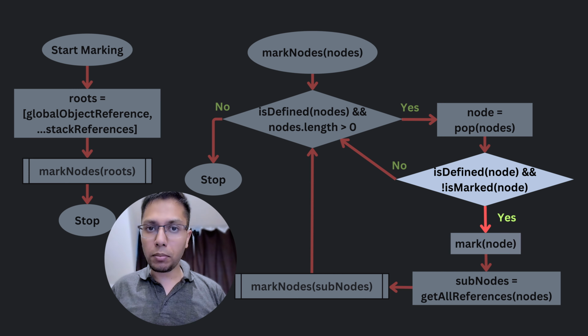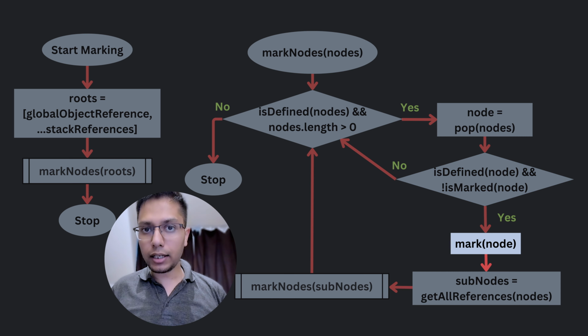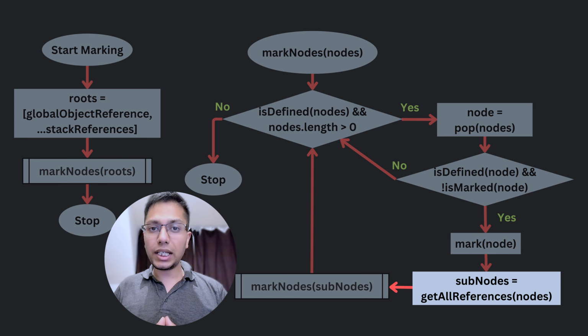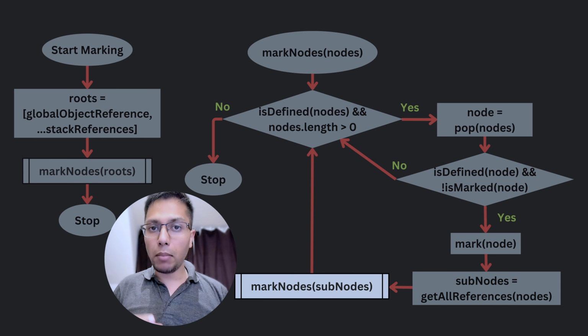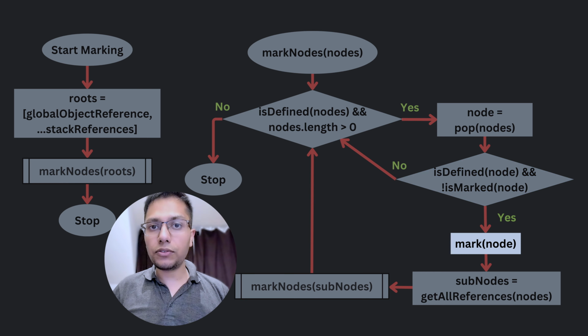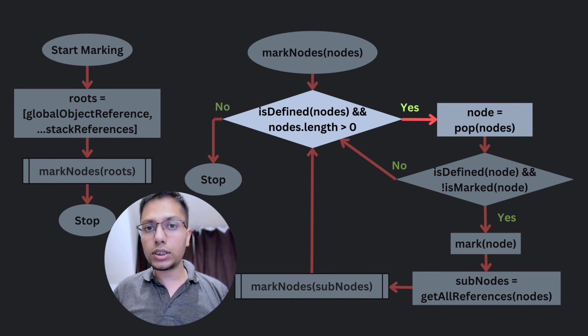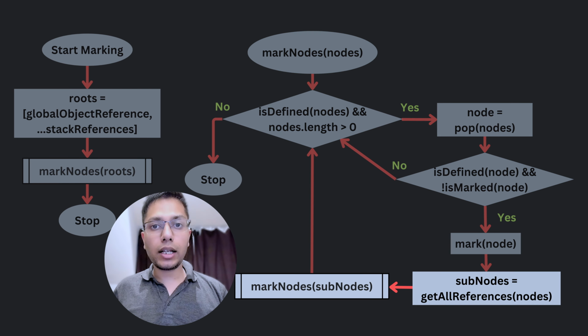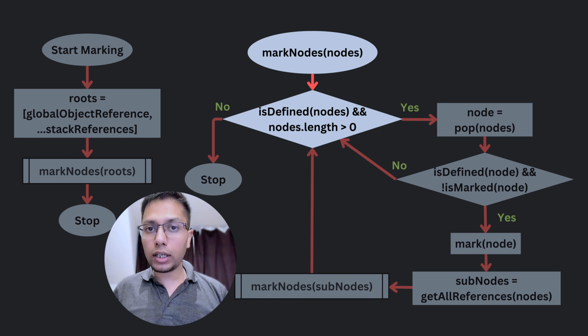So if this is not marked, then it will enter into the if condition and the node will be marked and get all the references to the other subnodes that are contained within this node. Using these subnodes, it calls the markNodes function recursively, and the entire process will repeat for all the subnodes, its subnodes and so on until it reaches a node that does not contain any references. Then it won't enter into the while loop and the function will end.